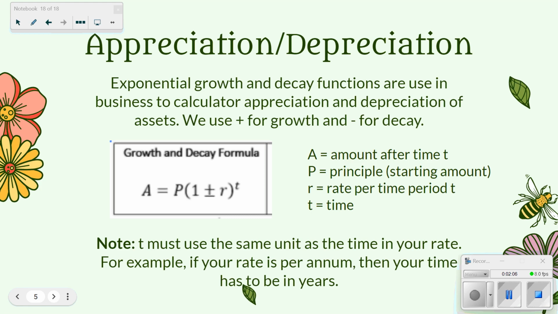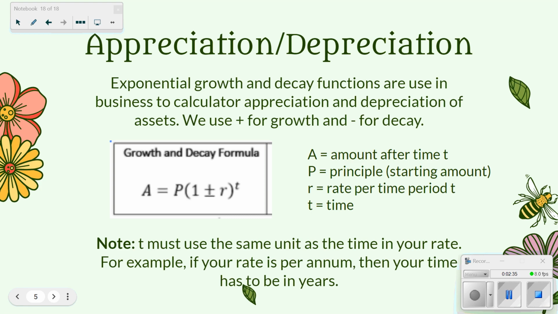So for appreciation or depreciation, exponential growth and decay functions are used in a lot of business to calculate the appreciation or depreciation of different assets. So in your growth or decay formula, growth meaning exponential growth, decay meaning exponential decay. So think that if your value is going to be increasing, growth, decreasing, decay.